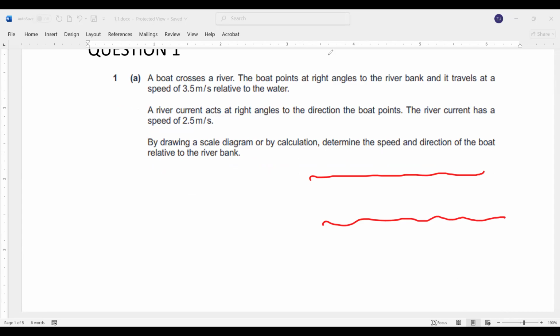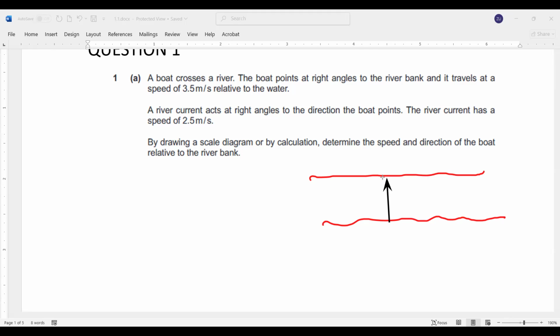Okay. The boat crosses a river. So which direction is the boat moving? This one or this one? A or B? Up one. Which one? A or B? A, because they mentioned the boat crosses a river. So that means this is the direction in which the boat is moving.